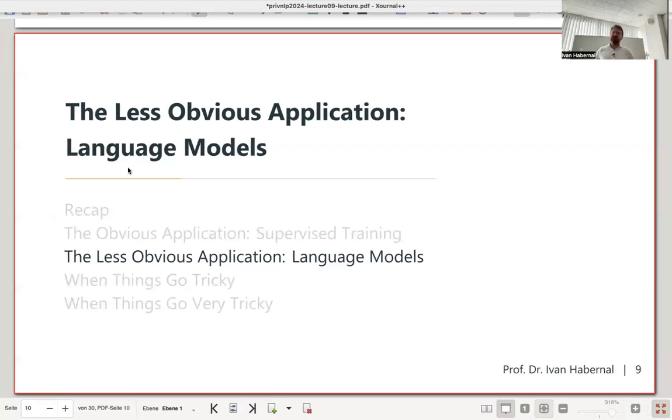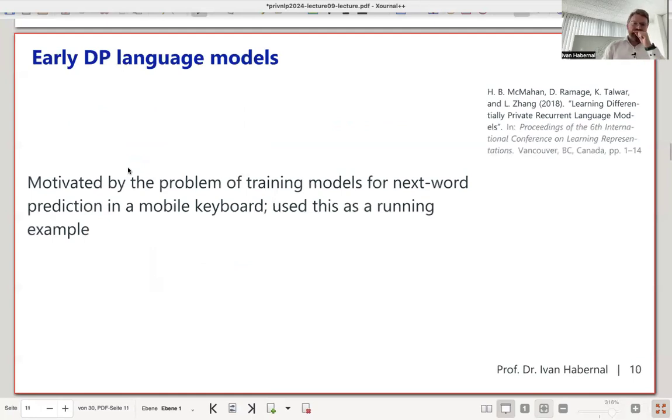So now let's move to something less obvious. For now, we have this training data set, and we assume each example in this training data set is one person, and we apply the standard approach of fine-tuning with DP-SGD. Okay, let's move to language models now, and some early language models with differential privacy. This is a paper by Brendan McMahan and others from Google from 2018.